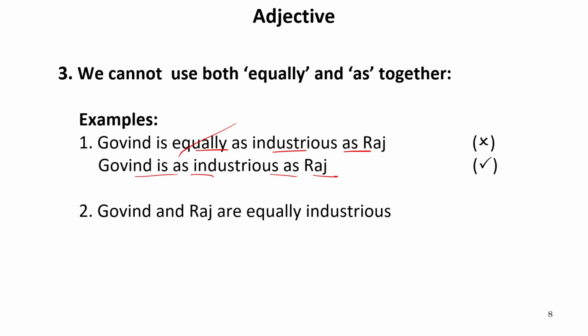Now, I can also write this sentence in the form of Govind and Raj are equally industrious. Using just this word "equally", I can rewrite this sentence as Govind and Raj are equally industrious. But we cannot use the words "equally" and "as" together because both depict the same meaning. So Govind and Raj are equally industrious is also a correct sentence. Now let us move to the next one.